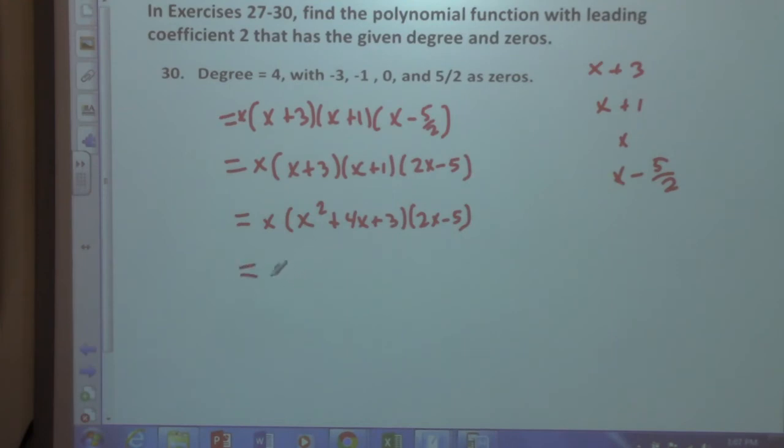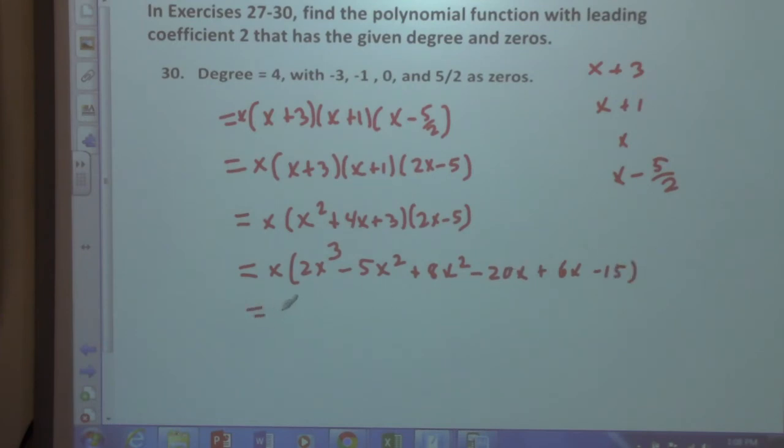So what we had, she didn't use a box. We'll try to mimic that. So she got 2x cubed, and then she got negative 5x squared, right? So that's this distributed to these two. And then she got plus 8x squared, minus 20x, and then plus 6x, minus 15.